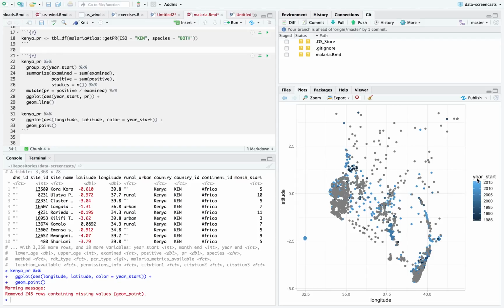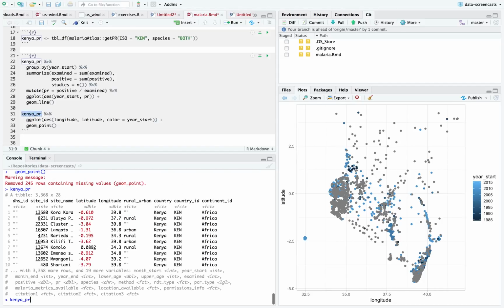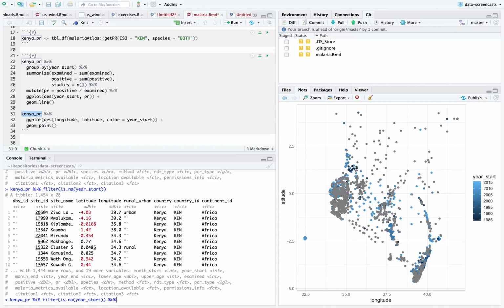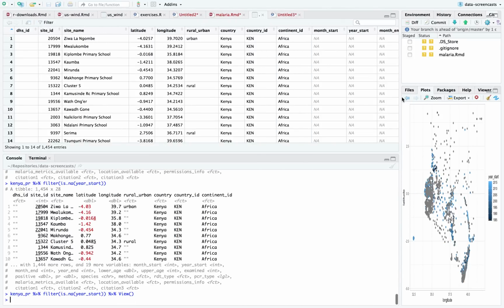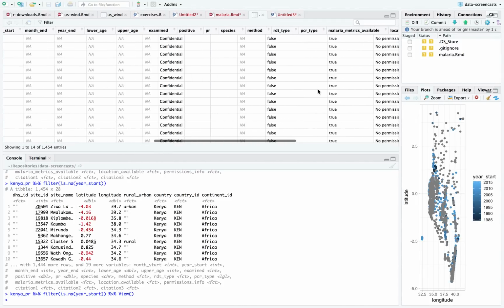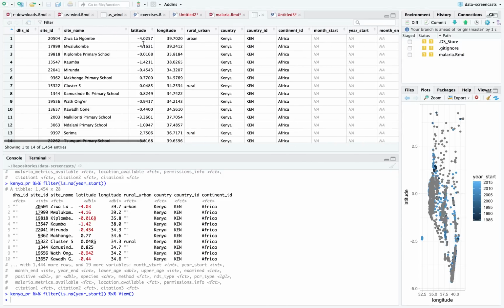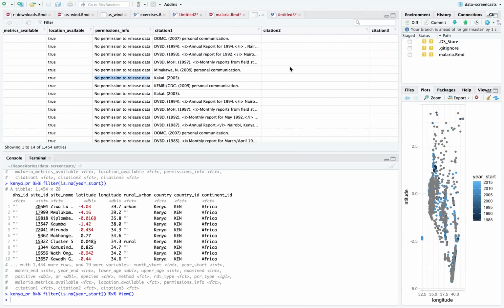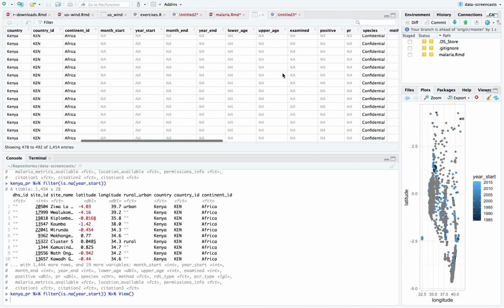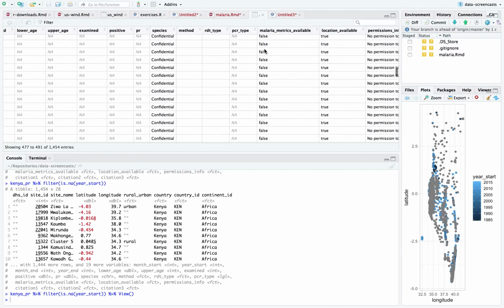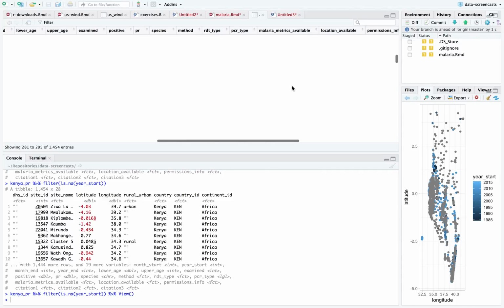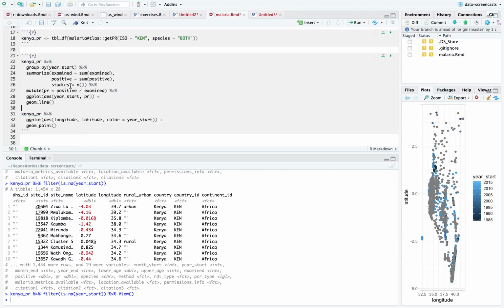All right, we're missing data for a lot of points on the year start. That's very surprising to me. I could imagine other things being missing, but why would something be missing a time that it happened? Does it have any hints? Okay, it's missing, no permission to release data. I wonder then, did we get anything out of it? Looks like no. Okay, malaria metrics available, no. The location is available. Okay, in that case, we're probably going to want to filter those out.